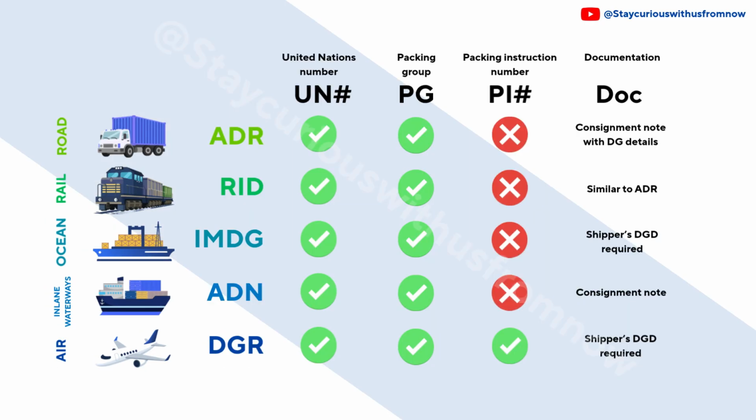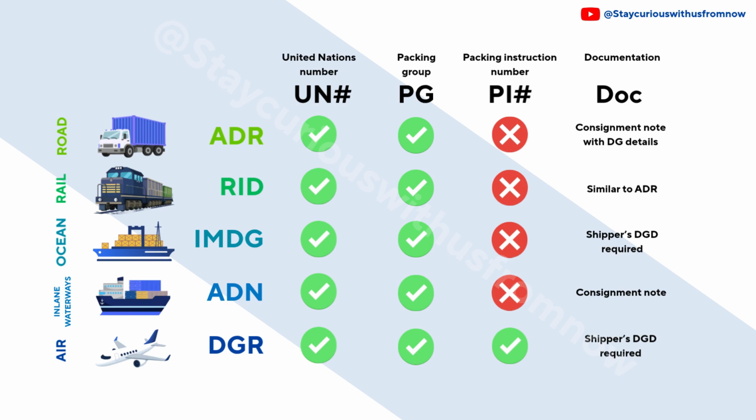Let's take a closer look at how dangerous goods are identified and documented across different transport modes. This table summarizes the key elements: the United Nations number, the packing group, the packing instruction number, and the required documentation for each international framework. For road transport, under the ADR, every shipment must include a UN number and a packing group, which indicate the substance and its level of danger. However, packing instruction numbers don't apply here. Documentation is handled through a consignment note that includes all dangerous goods details.